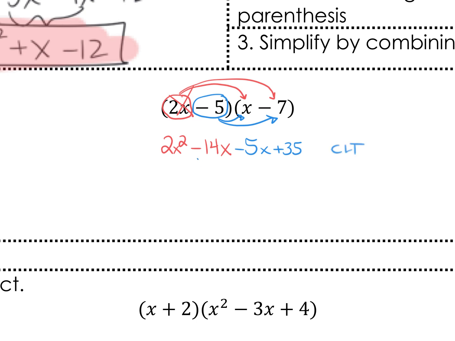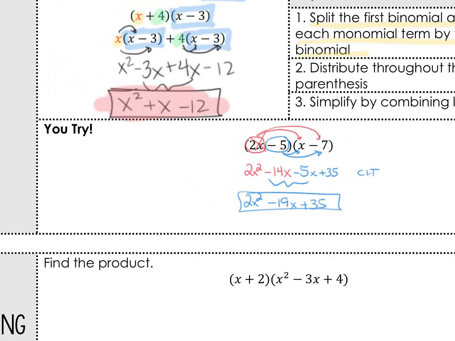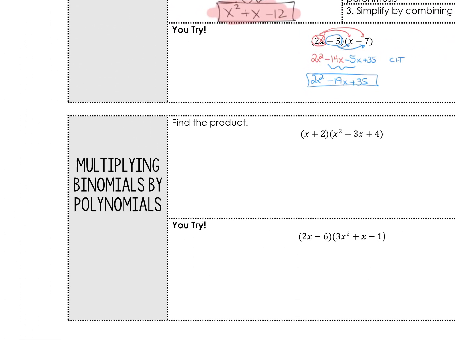Combine like terms, so typically it's those middle two terms. I'll bring my 2x squared down. Negative 14, negative 5 is negative 19, and then plus 35. Okay? All right, now we don't always just multiply binomials. Sometimes we'll be multiplying binomials by a trinomial or by something else.